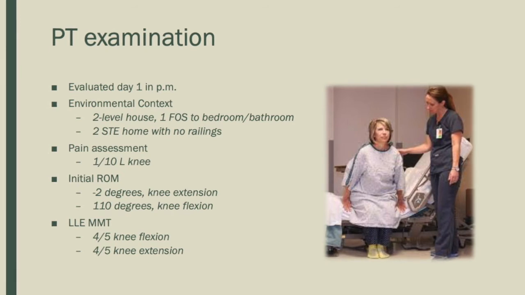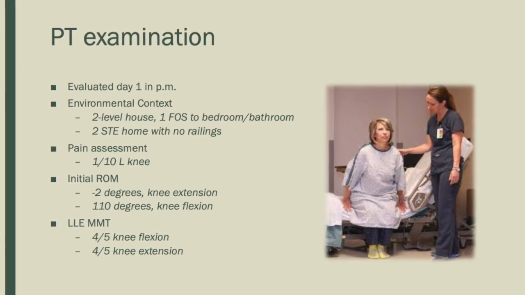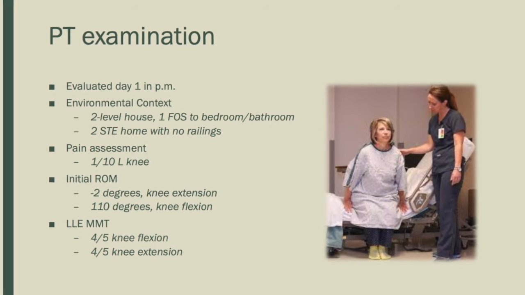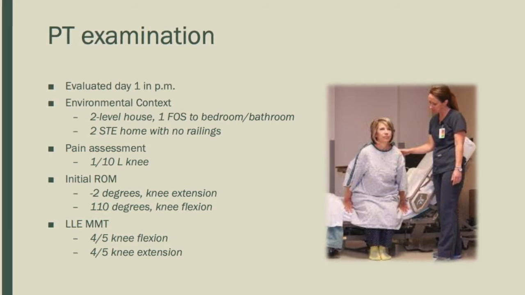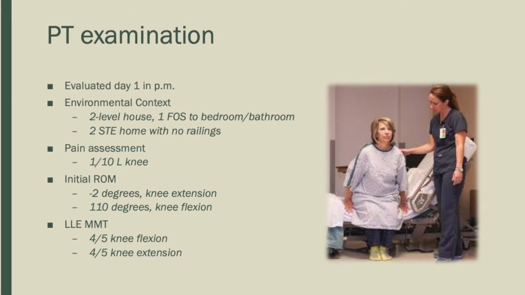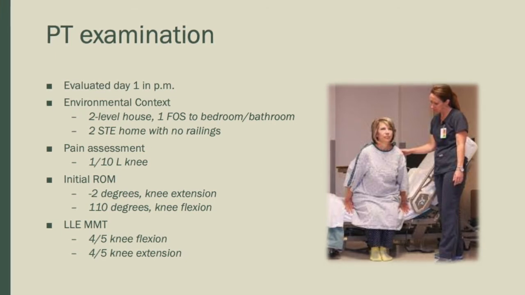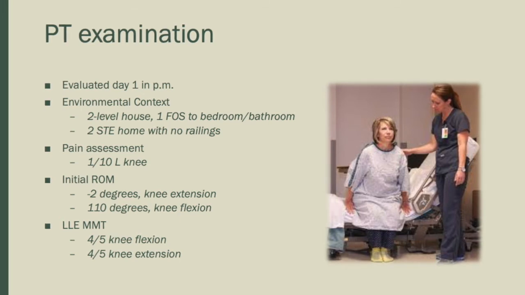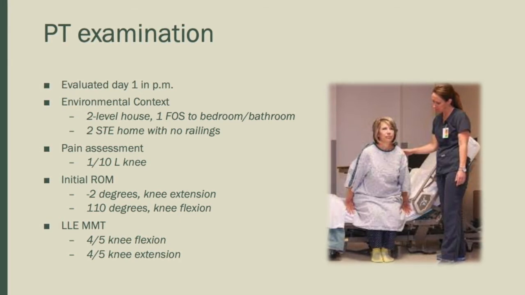This patient's initial pain assessment was 1 out of 10 in his left knee, along with range of motion measurements of -2 degrees of knee extension and 110 degrees of knee flexion. For anyone not familiar with the acute rehab process for total knee patients, these measurements are not typical.